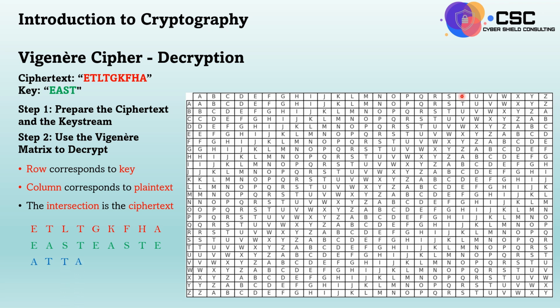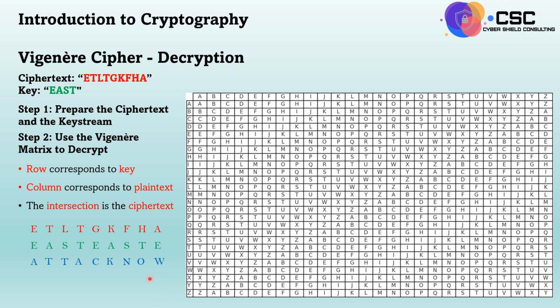If I look at TT, I look at the row T, and then I find T in that row. Where is it? It's in column A, so A is the plain text. Same for GE, it's C, KA is K, FS is N. Let's look at HT. The key is T, so I need to look at row T. Where is row T? It's here. Then I need to find the ciphertext, which is H. H is in which column? Column O. So this is my plain text.